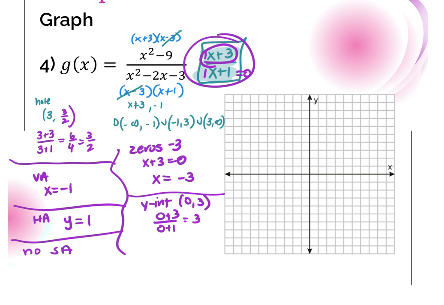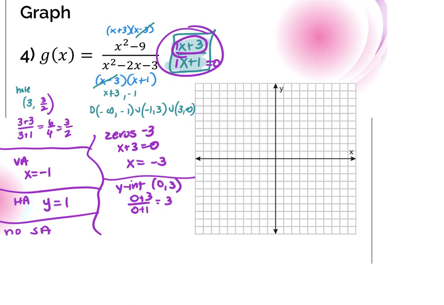Then I go to my graph. So vertical asymptote at x equals -1. Horizontal asymptote at y equals 1. No slant. Zero at -3, and a y-intercept at (0, 3). I already know where my curve's going based on that.